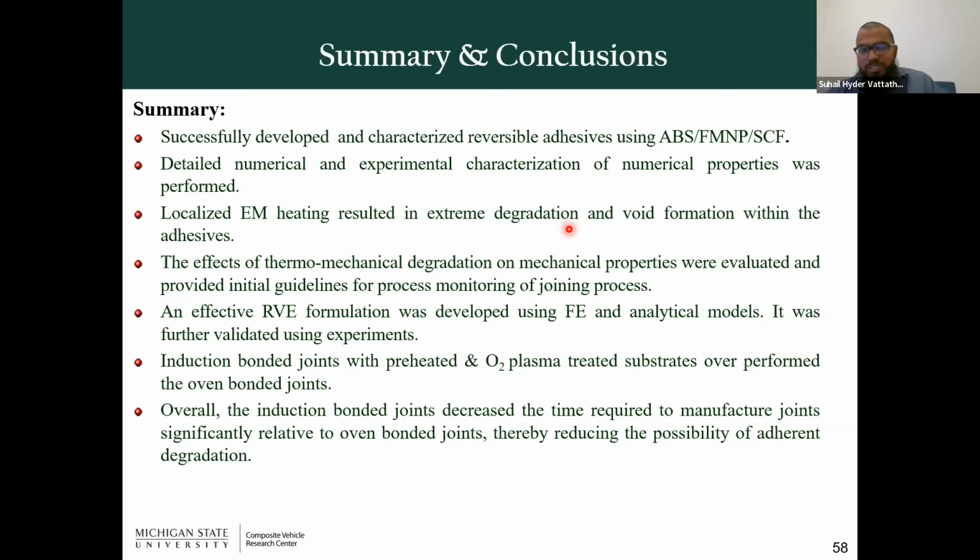In the joining process, it is essential to surface treat so that it removes the low molecular weight surfactants and makes the joints much stronger. So many times, there will be surfactants present on the polymer pellets that we buy. So we need to make sure that the surfactants are removed. And the healing potential of the reversible adhesive was significant and can be used for rapid repair.